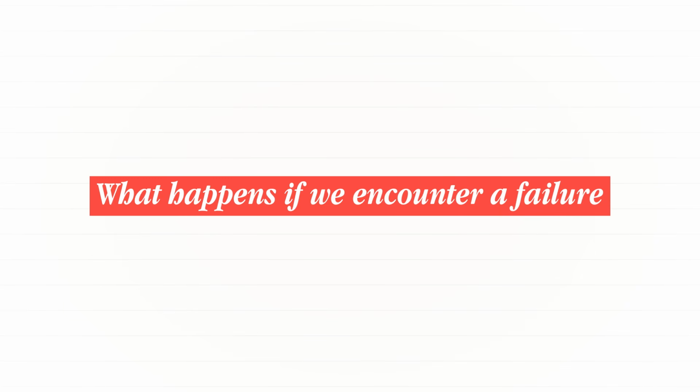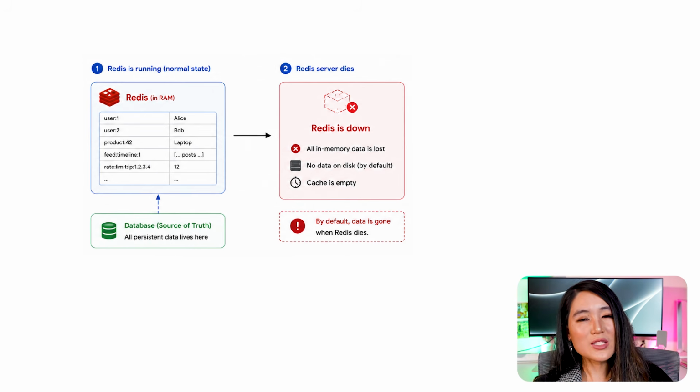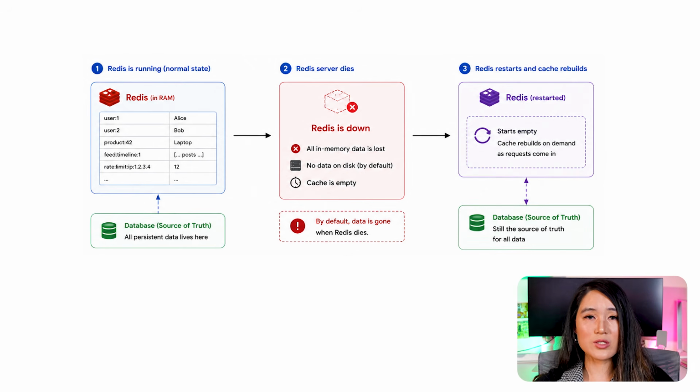Now, let's talk about what happens if we encounter a failure in a Redis system. It's all in RAM. What happens when the server dies? By default, the data is gone. For a pure cache, that's probably fine. Your database is still the source of truth and the cache rebuilds itself on demand. The only cost is a slow few minutes while it warms up.